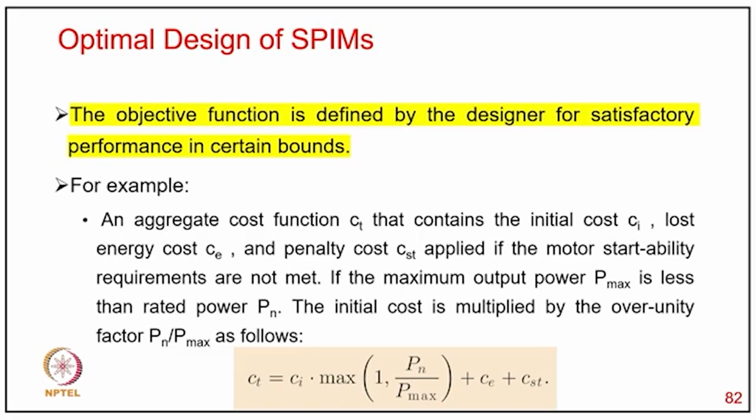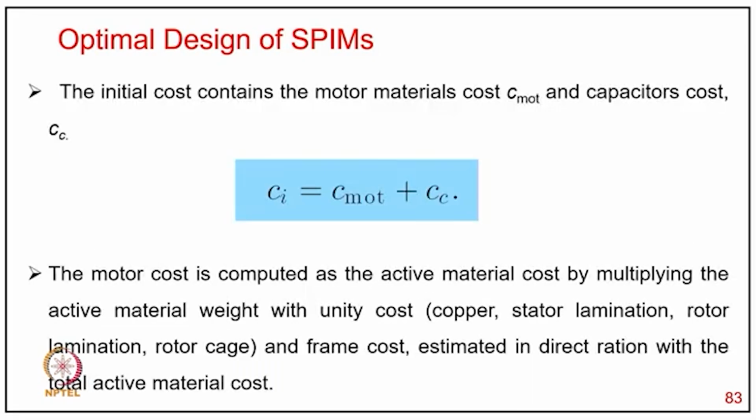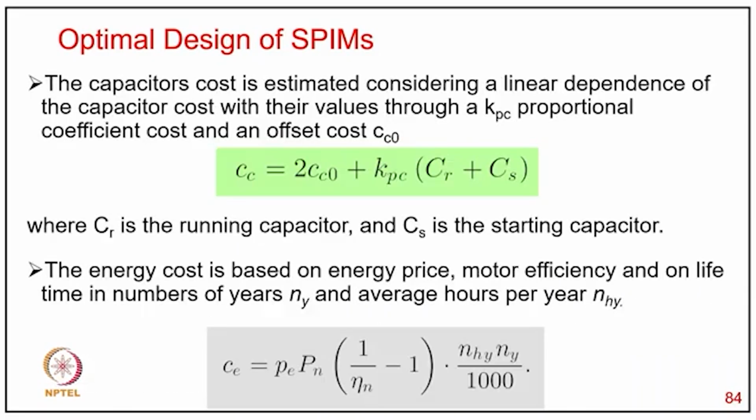So Ct equal to Ci into max of 1 comma Pn upon Pmax, plus Ce plus Cst, and the initial cost contains the motor cost and capacitor cost. So Ci equal to Cmot plus Cc, and the motor cost is computed as the active material cost by multiplying the active material weight and the unit cost: copper, stator laminations and rotor laminations. The rotor cage and frame cost is estimated in direct ratio with the total active material cost, and the capacitor cost is estimated considering the linear dependence of capacitor cost on their values through a proportional coefficient cost KPC and the offset cost.